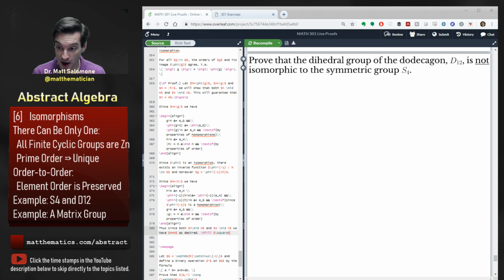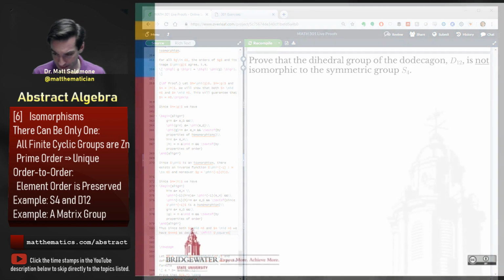So let's tackle this problem. How do we prove that the dihedral group of the dodecagon is not in fact isomorphic to the symmetric group S4? This is going to be a problem that requires us to really understand these two groups as intimately as we can. So let's start with that.